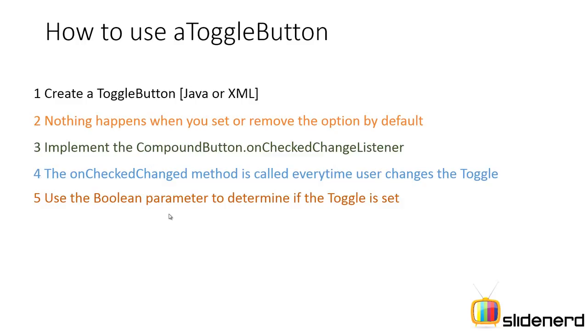Now remember, it also has a boolean parameter that you can use to determine if it is set or if it was unset. Now if these things look confusing to you, don't worry too much. We are going to go into Android Studio, make a simple app, or you can say a simple test of the toggle button and see how it works.